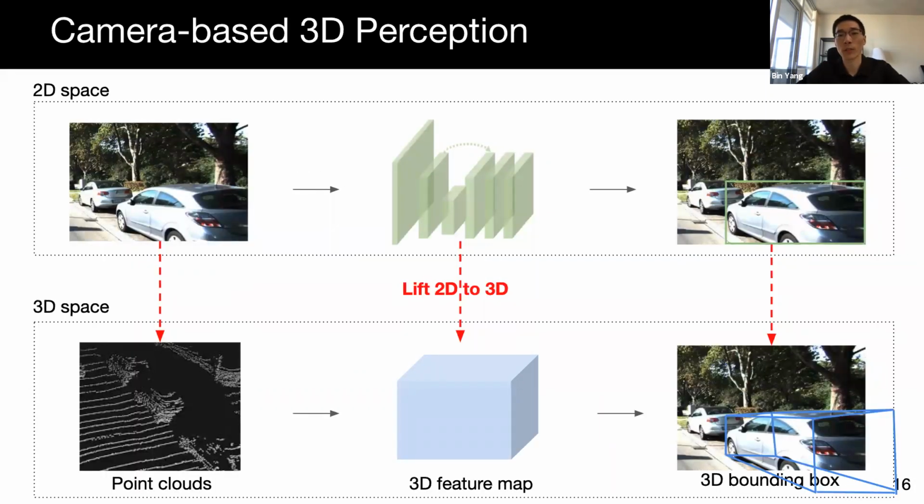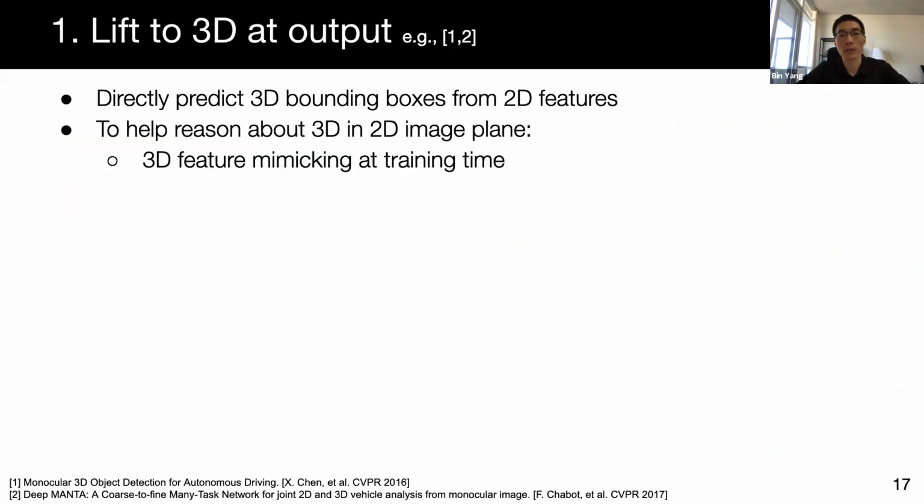In order to reason about 3D from the 2D images, we need to lift the information from 2D space to 3D space. This can happen at 3 different places: input, feature map, and output. We first look at methods that lift to 3D at the output level, which directly predicts 3D bounding boxes from 2D pixel features. To bridge the gap between 2D features and 3D targets, several techniques have been proposed.